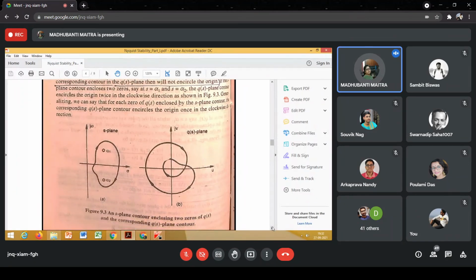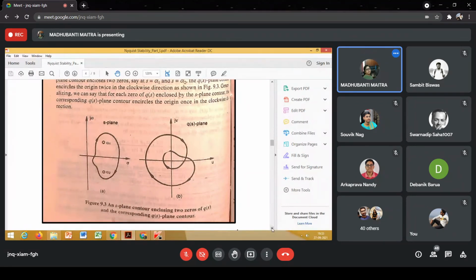Similarly, we can generalize this and we can say that if p number of poles of Q(S) are enclosed by the S-plane contour, then, all the conditions remaining same, the corresponding Q(S) plane contour tau Q will encircle the origin of the Q(S) plane p number of times in anti-clockwise direction. Is it clear? Yes, ma'am.